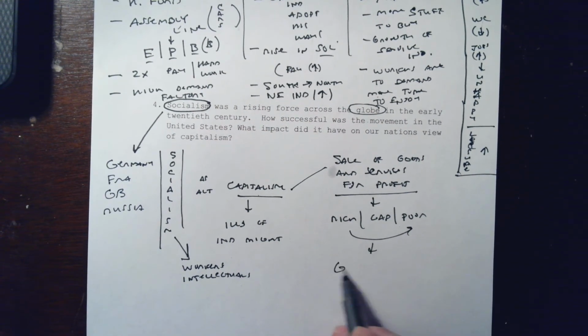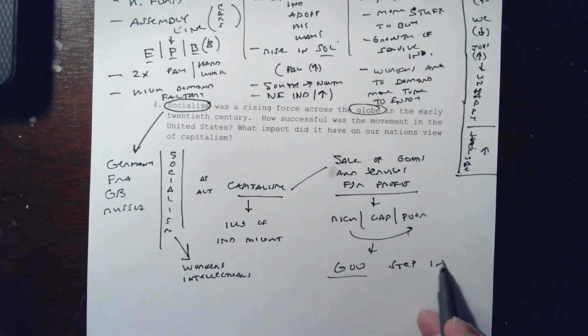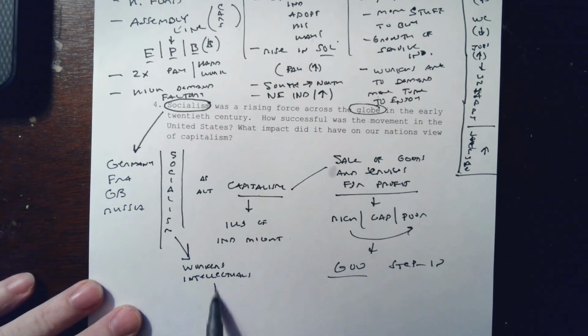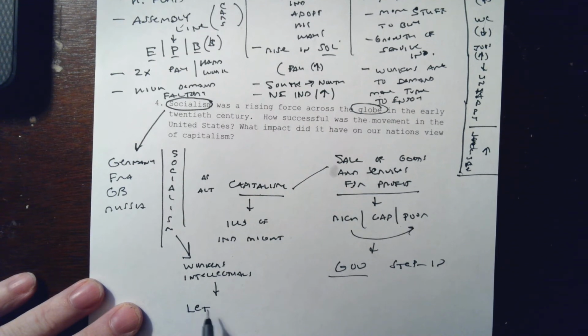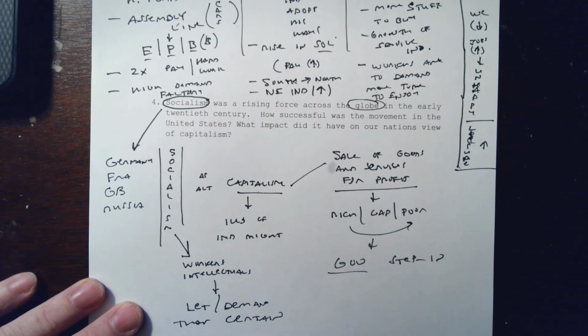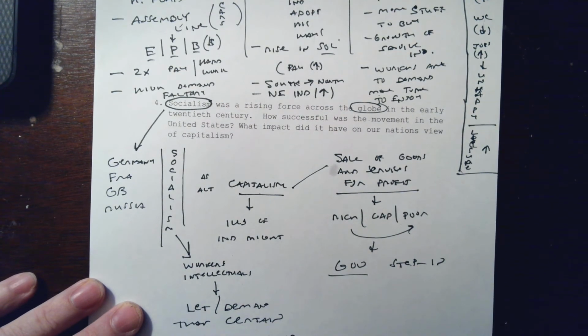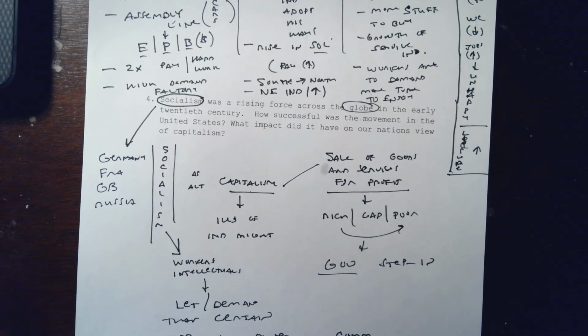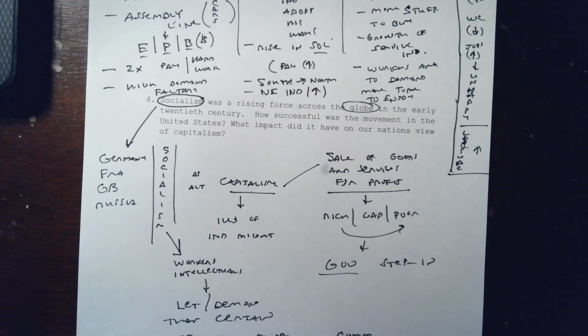Now we need government to step in. And that is the essence of socialism, because what's going to happen is socialism is going to say, let, or basically demand, that certain industries be owned by the government. And that's for the benefit of the people. All right. Now, what kind of industries are they talking about? In some cases, it would be communication, transportation, and some light industries. All right.